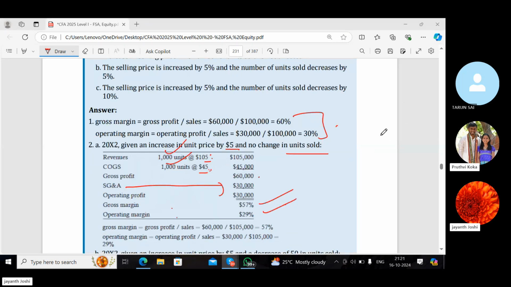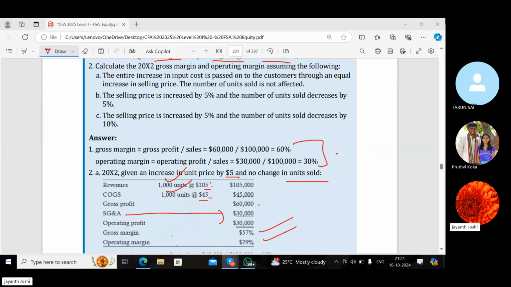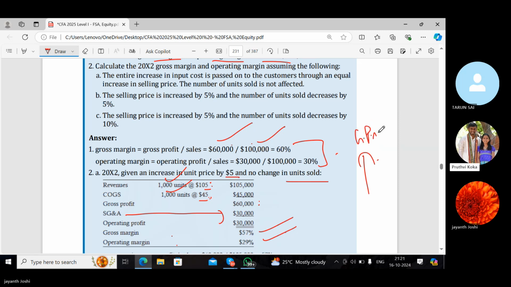See, previously, what was the formula you used? Gross profit by net sales into 100, right? What was the gross profit percentage in the previous year? Gross profit was this and the sales was this. So the numerator was this and the denominator is this. Now what has happened? The numerator is the same, but the denominator has increased. With an increase in the denominator, what will happen? The margin will decrease. Okay.